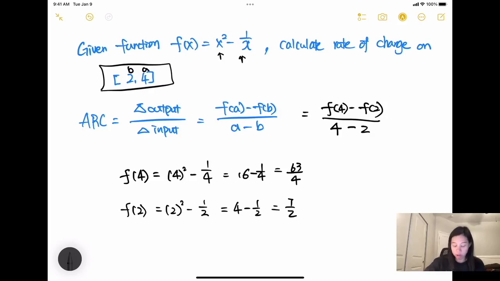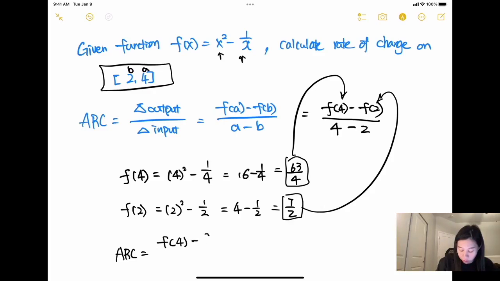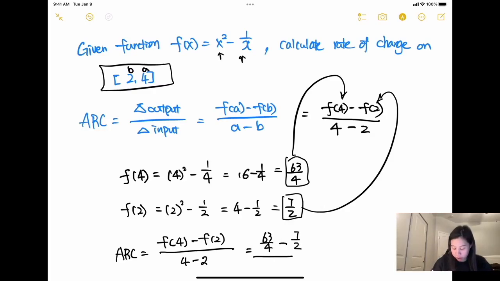Okay, and then we substitute these two into the function. f of 4 equals 16/3 over 4, and f of 2 equals 7/2. So now let me write these from the beginning. The average rate of change on the interval from 4 to 2 is equal to f of 4 minus f of 2 over 4 minus 2. f of 4 is equal to 16/3 over 4 minus 7/2 over 4 minus 2.